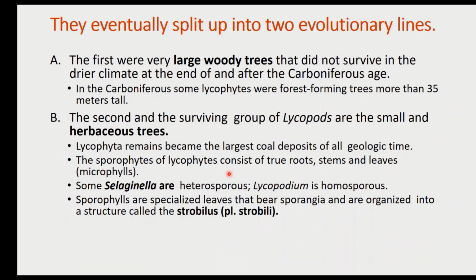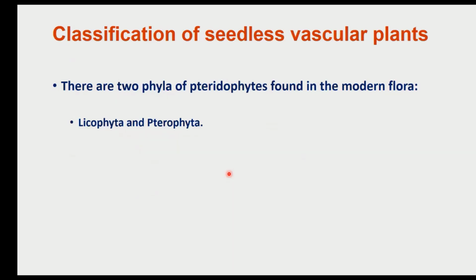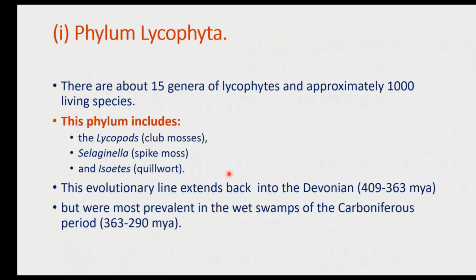And these are the ones that survived, right? Some Selaginella, which are heterosporous, and Lycopodium, which is homosporous, and sporophylls, which are specialized leaves that bear sporangia and are organized into a structure called a strobilus, strobili, that we also did mention. So this is about phylum Lycophyta.